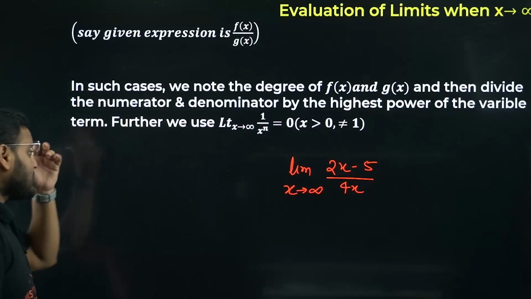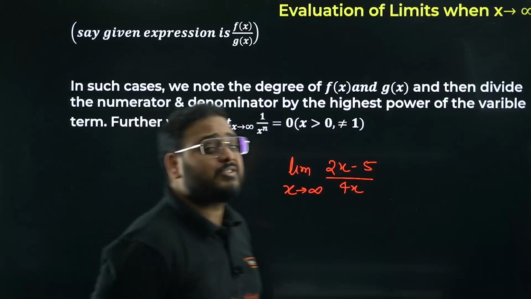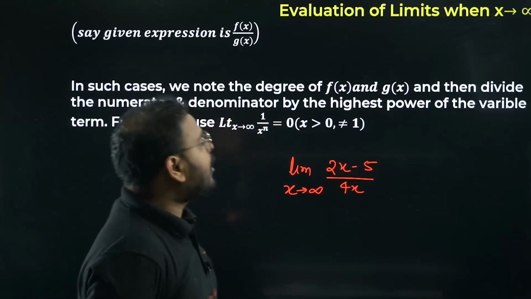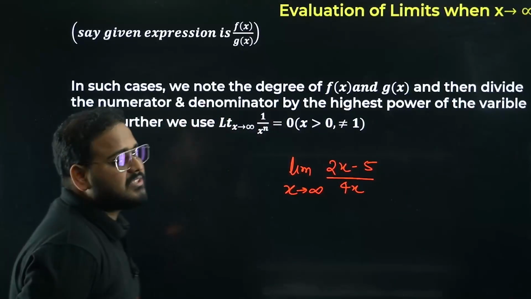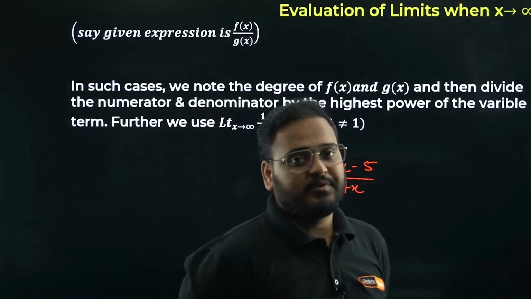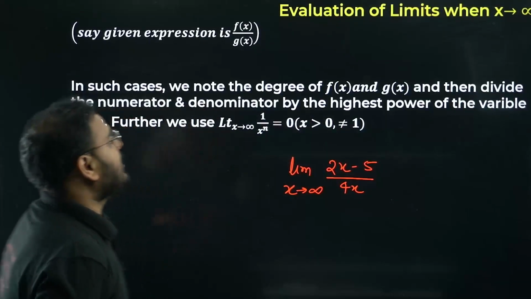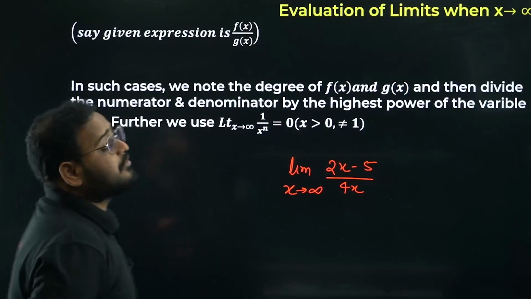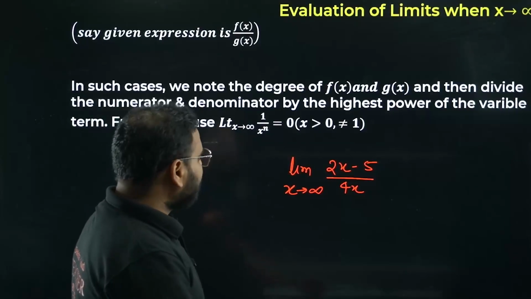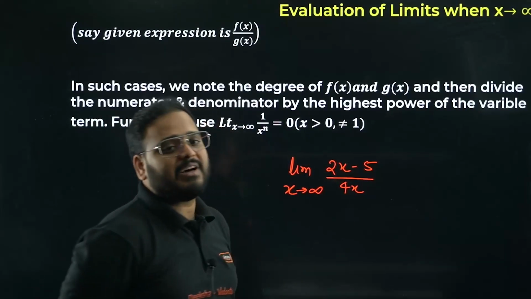What do we have next? Evaluation of a limit when x tends to infinity. So far we saw the properties and functions when x was tending to 0, or a. In this case, we are talking about x tends to infinity. So I've taken an example over here, 2x minus 5 upon 4x.